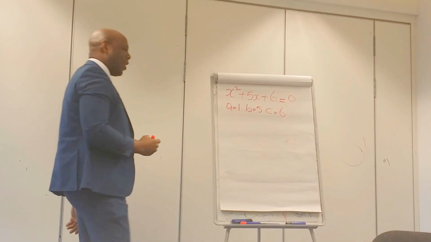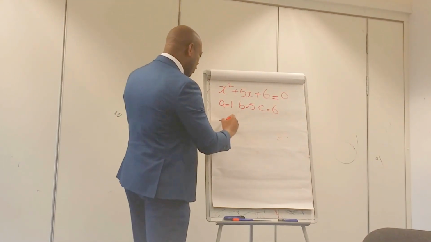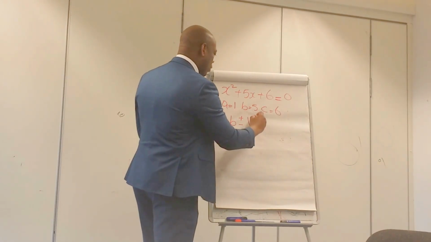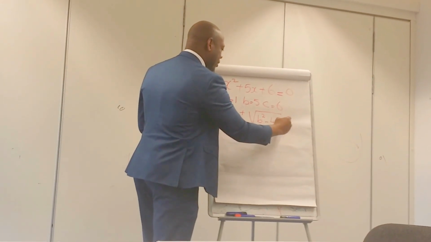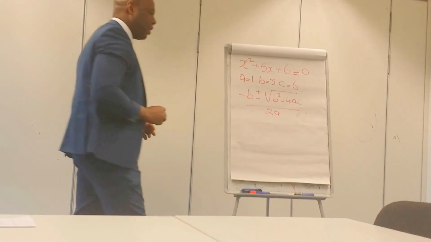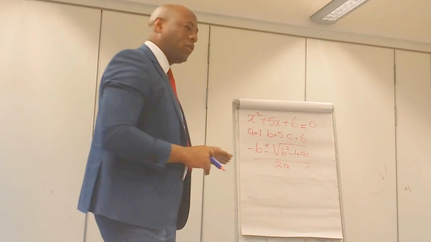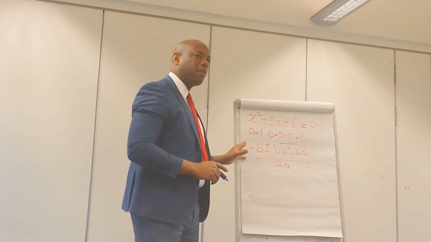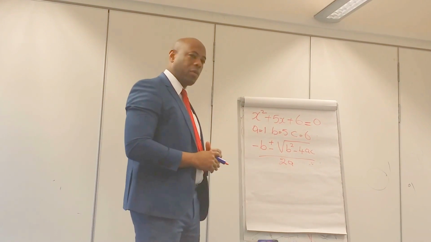Very good. Now we need to write the quadratic formula, which is x equals minus B plus or minus the square root of B squared minus 4AC, all over 2A. So now we have written the formula. All we need to do is substitute values in the formula. Hence we can solve the quadratic equation.